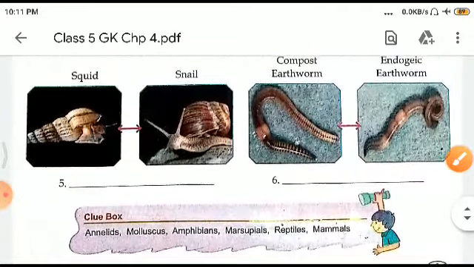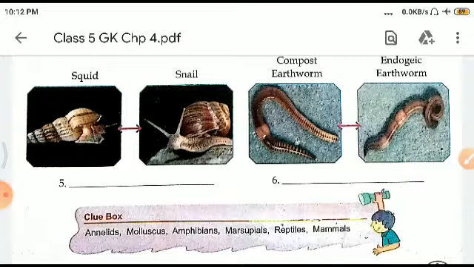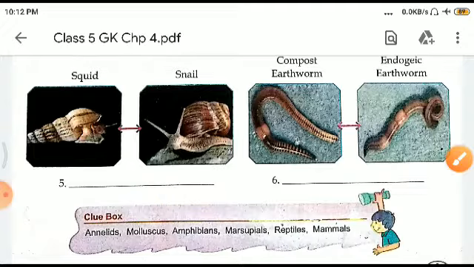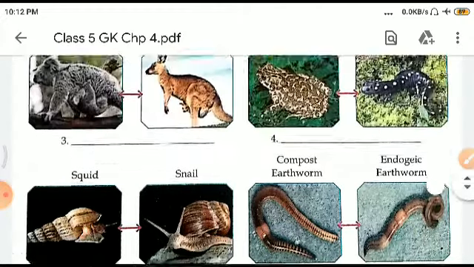Now we come to 5th, and the two examples here are squid and snail. See, they both have a shell covering on their head, on the top. It is like a conch, a snail-like shell formed on top of them. This is called shell covering. So they are all molluscus or mollusca, right? This is the fifth one. And the last is earthworm, compost earthworm. Earthworms are annelids, or annelida. So this is how this animal kingdom comprises.